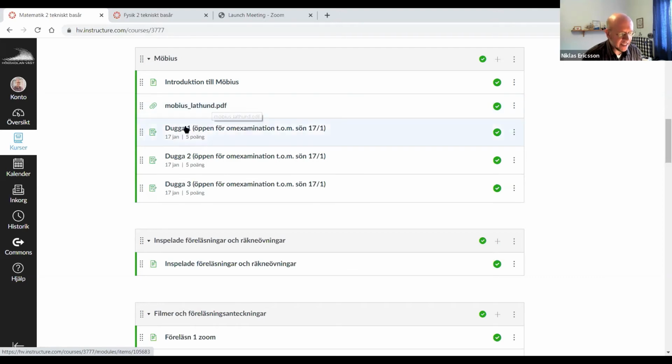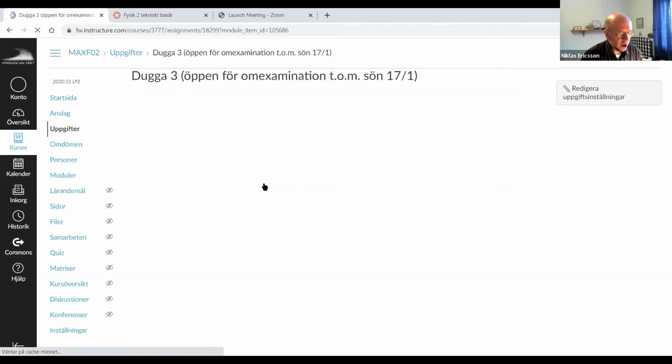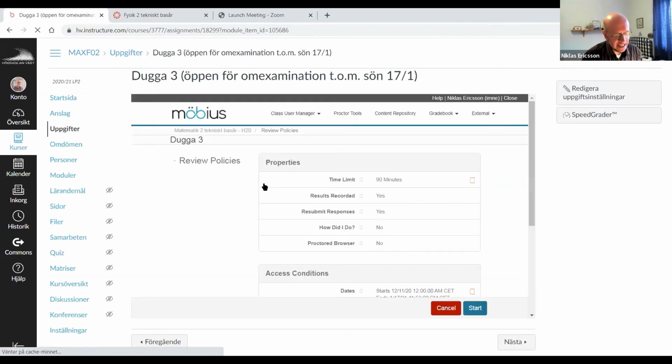And here you can see that we have only 3 mandatory quizzes in this class. They are actually open right now, all 3 of them. It is a resit now at the end of the study period. I can just show you one of them, say the third one.